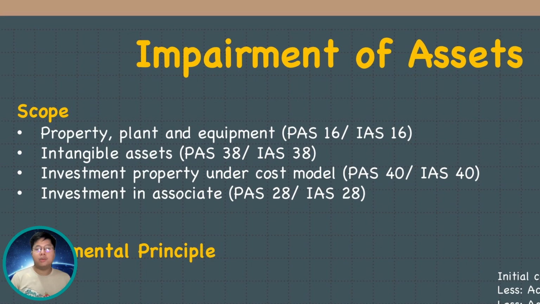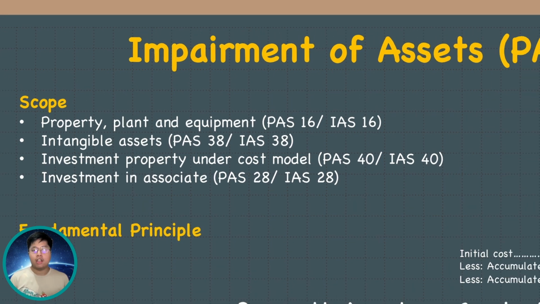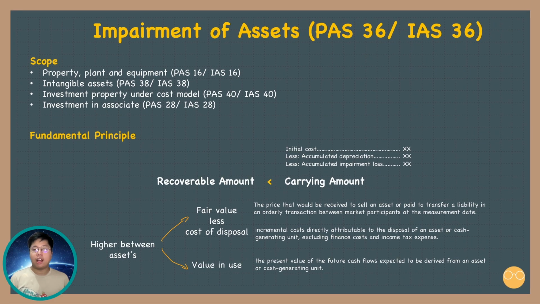Let us talk about the scope of PAS 36 or IAS 36. The accounting standard will apply to non-current assets such as property, plant, and equipment under PAS 16, intangible assets under PAS 38, investment property measured using the cost model in PAS 40, and investment in associates using PAS 28. If you want to know more about those topics, I will post the link below to my detailed discussion.